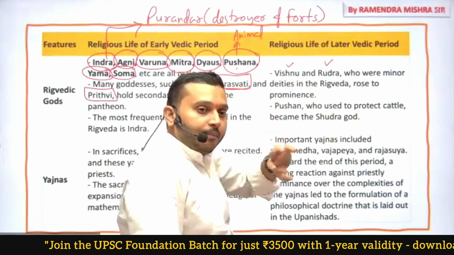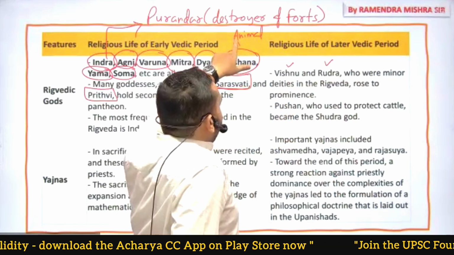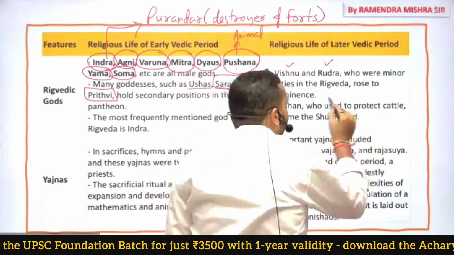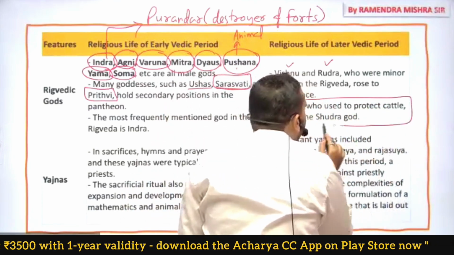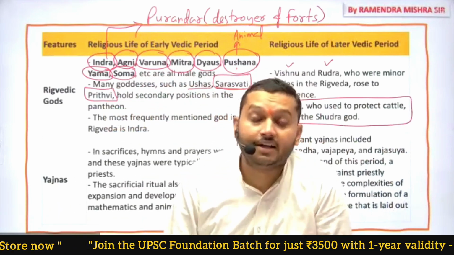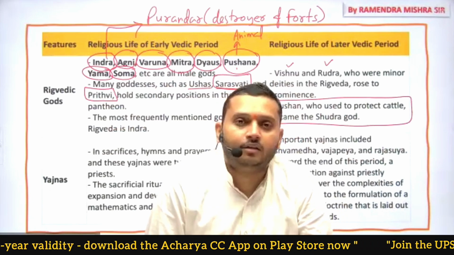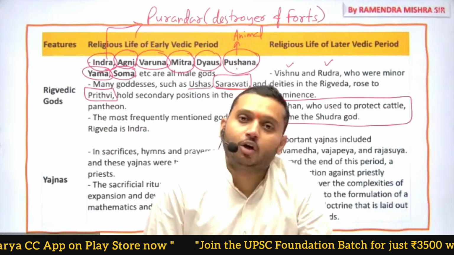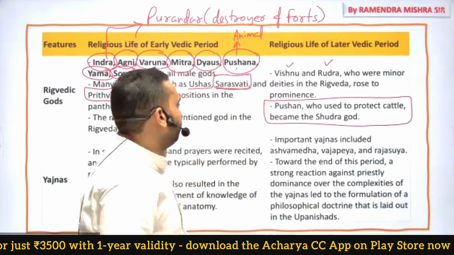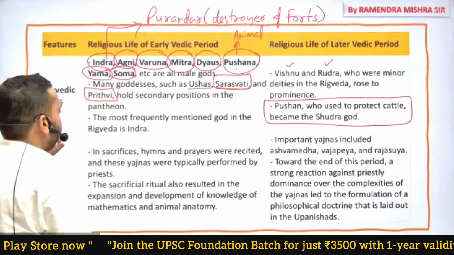Indra and Agni became less relevant. Pushan, the god of animals who used to protect cattle, became the Shudra god. Now, why did he become the Shudra god? That means now the society became divisive. Society is divided into varnas, and that's why the people who served the cattle, so the god of cattle or animals, Pushan, became the god of Shudras now. Okay. So this is the discussion about Rigvedic gods.